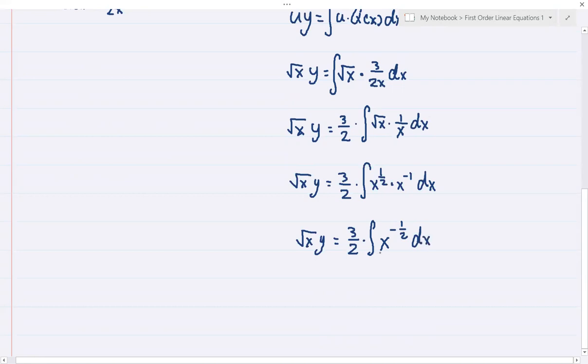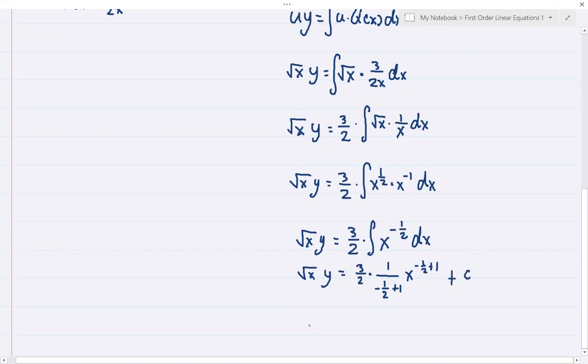So let's now integrate x raised to negative 1 half. So the integral of x raised to negative 1 half. So we will have 3 halves times 1 all over negative 1 half plus 1 times x raised to negative 1 half plus 1. Okay, and don't forget your plus c.